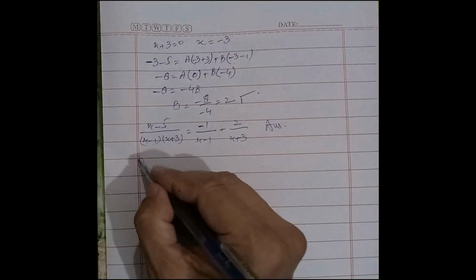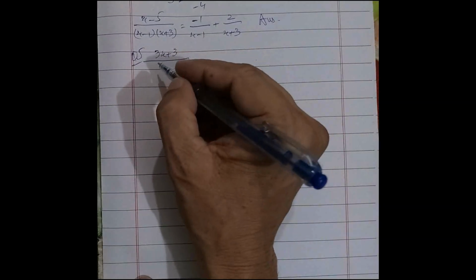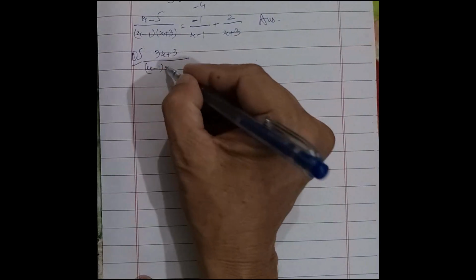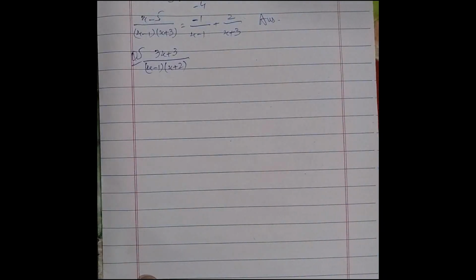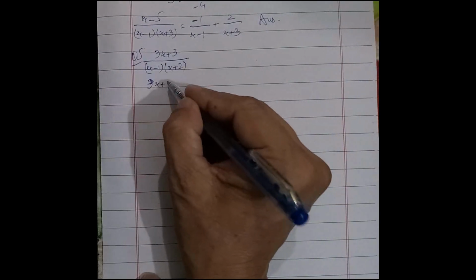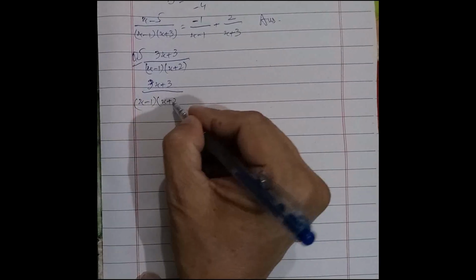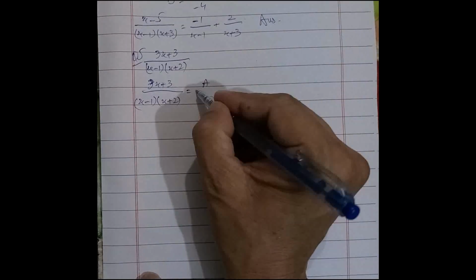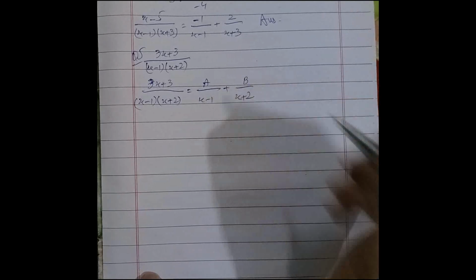Now we start question 5, which is 3x plus 3 over x minus 1 into x plus 2. Now we factorize these two values. We get 3x plus 3 over x minus 1 into x plus 2 is equal to a over x minus 1 plus b over x plus 2.